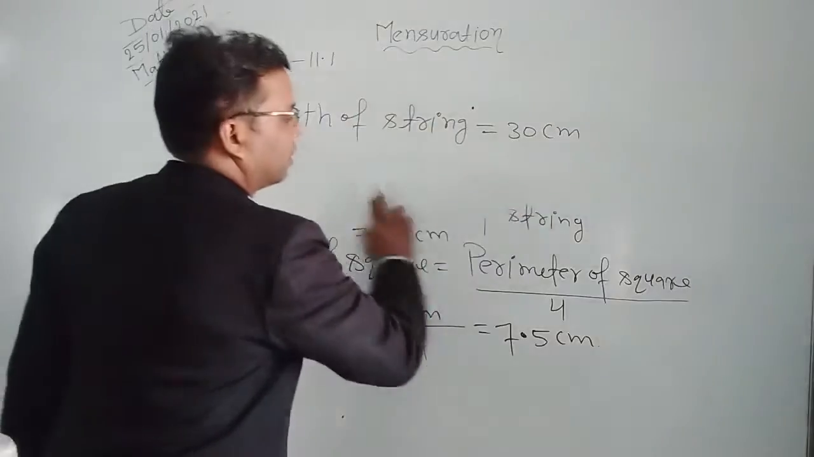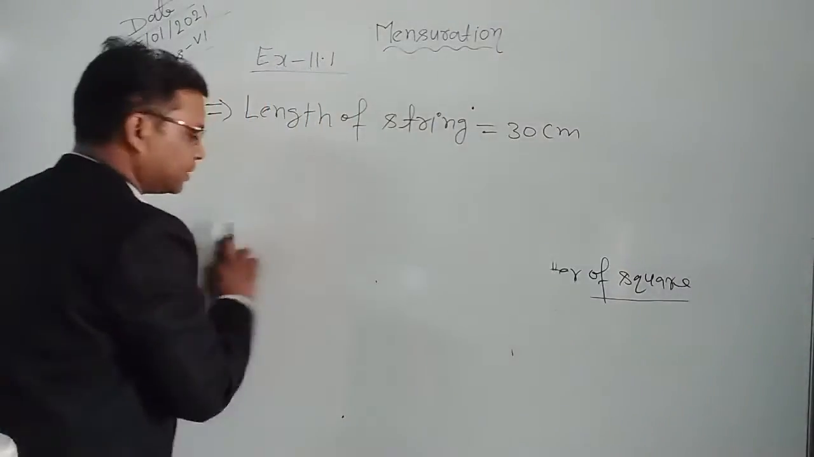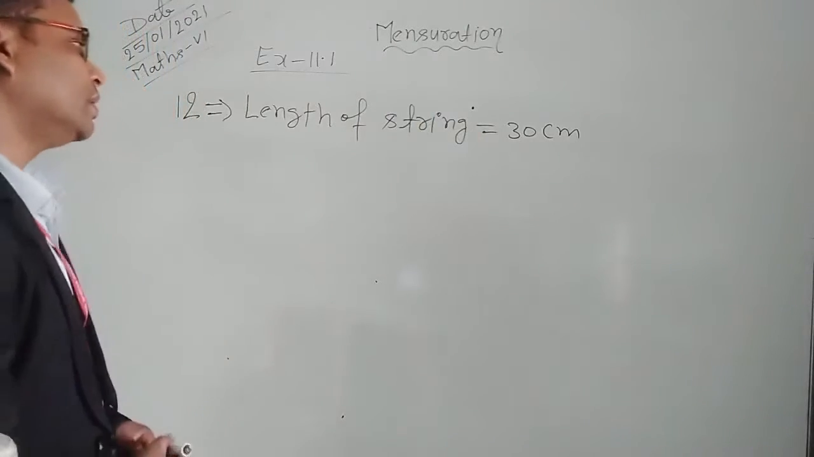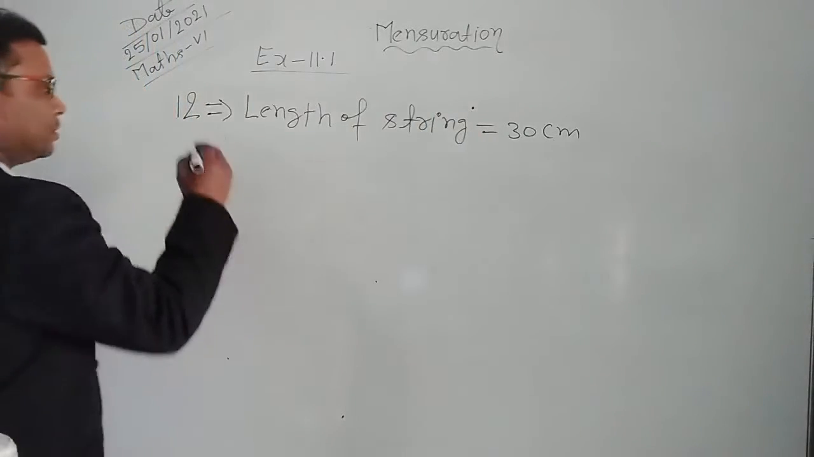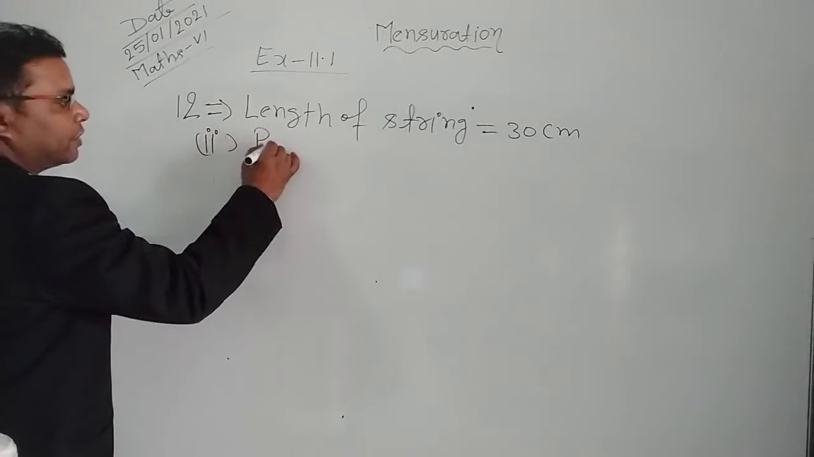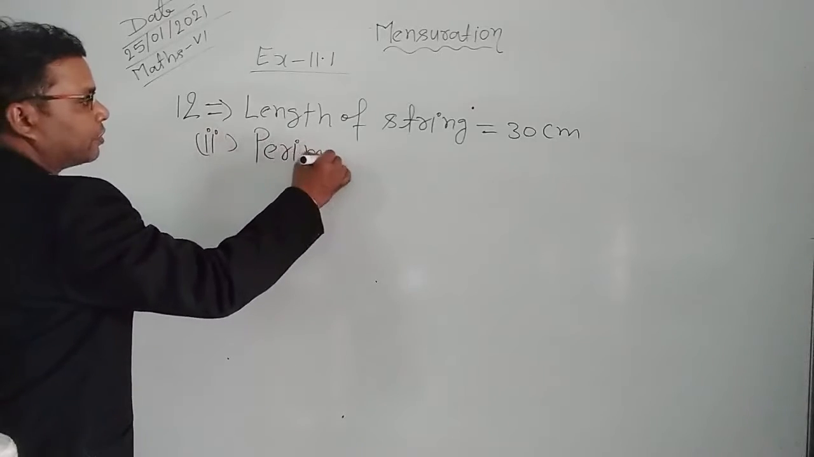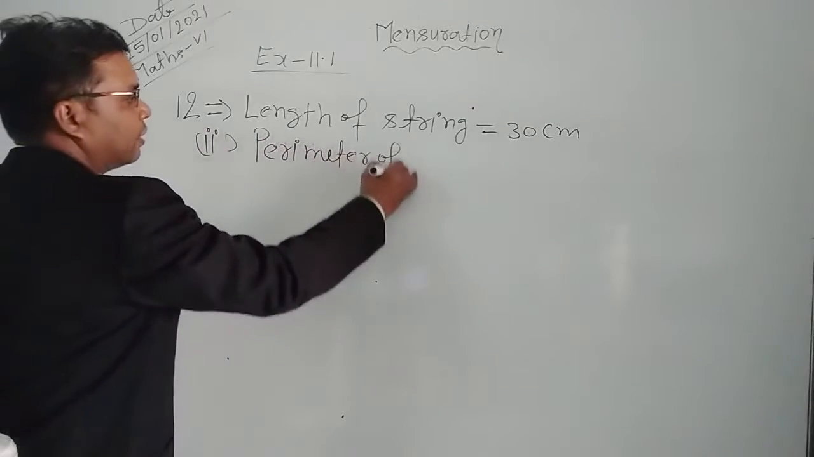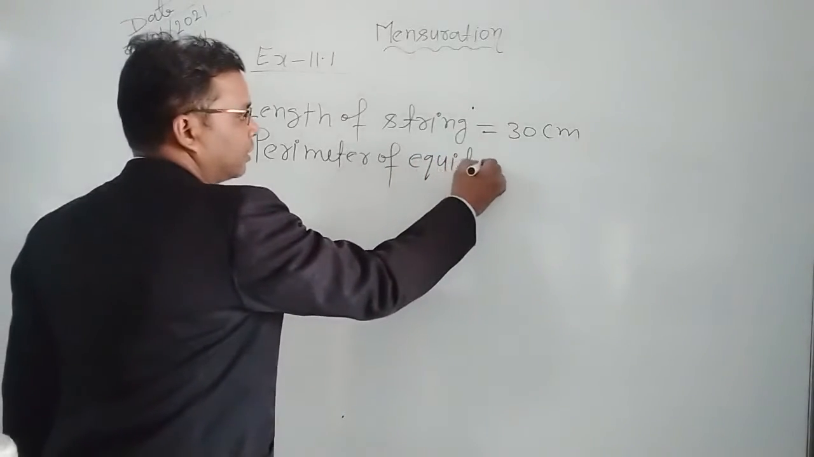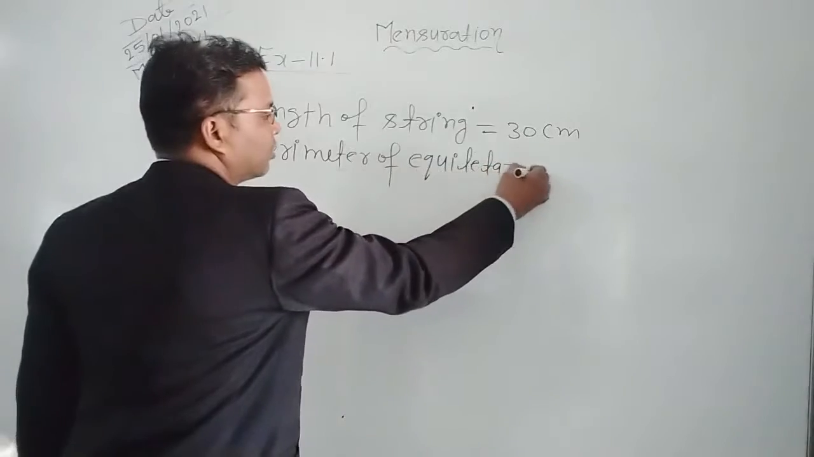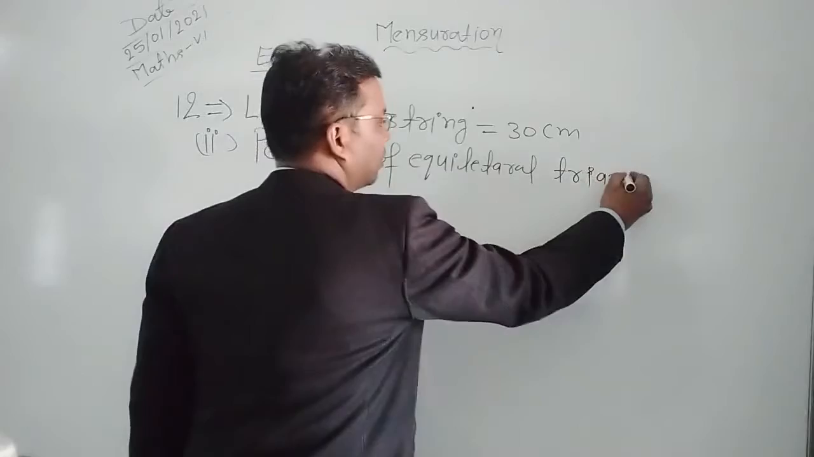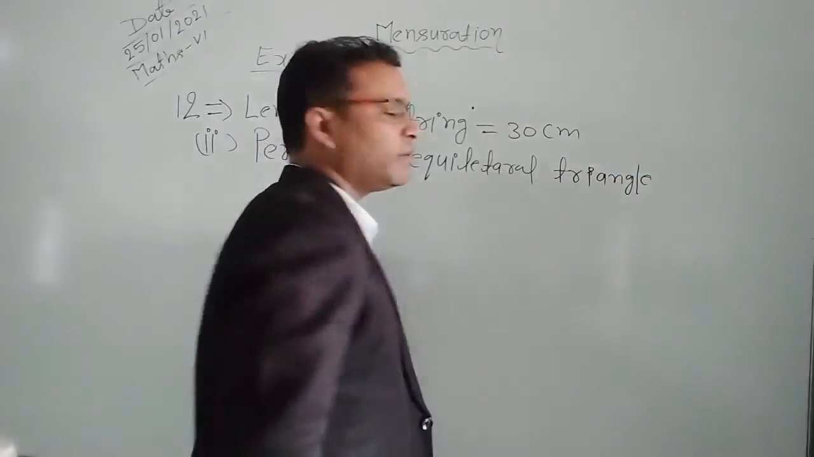Now, again, this is second case. In second case, we form the equilateral triangle. So here you write second part. Perimeter of equilateral triangle is equal to, you know very well, the sum of all sides.